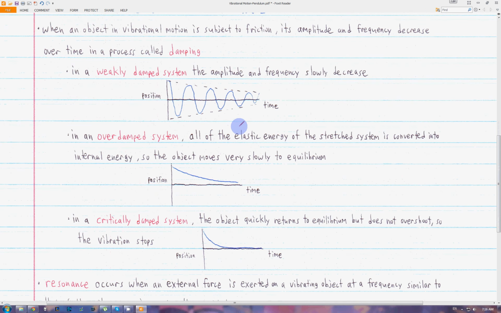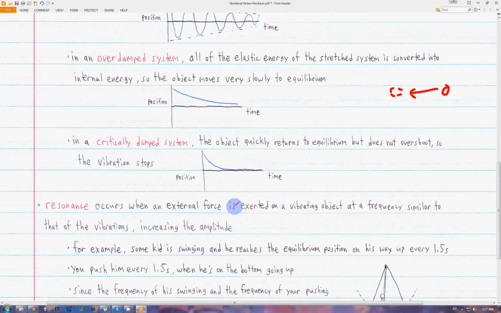In an overdamped system, most of the elastic energy of the stretched system, as it moves to equilibrium, most of this energy is converted into internal energy, such as heat. So as a result, the object does not have much kinetic energy, so it moves very slowly back to equilibrium. In a critically damped system, the object quickly returns to equilibrium, but it does not overshoot the equilibrium position, so the vibration does not continue once it reaches equilibrium for the first time.